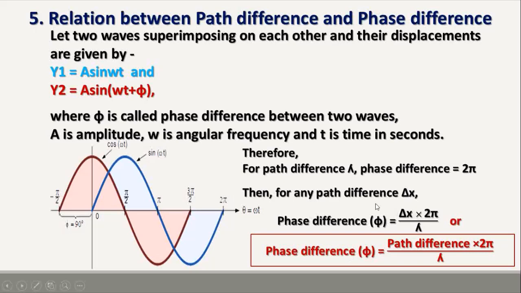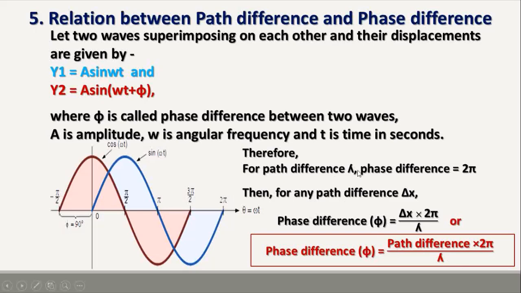So to work this out, you should be able to write these two sentences so that you can easily convert them into a formula. For path difference lambda, phase difference is 2 pi. For any value of path difference, or for an unknown value of path difference delta x, what is the value of phase difference? Cross multiplication. Then you get phase difference phi equal to path difference into 2 pi upon lambda.